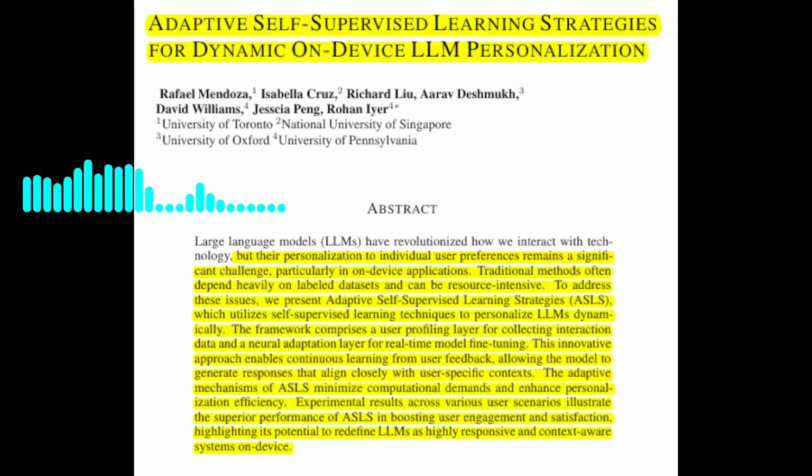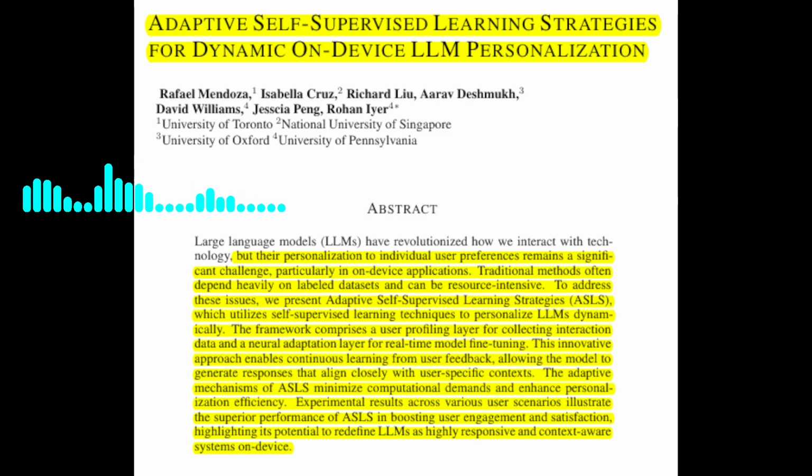Today we're diving into a paper that explores a new approach to personalizing large language models, LLMs, on device. The paper, Adaptive Self-Supervised Learning Strategies for Dynamic On-Device LLM Personalization, proposes a framework called ASLS. What are the main challenges that ASLS addresses?